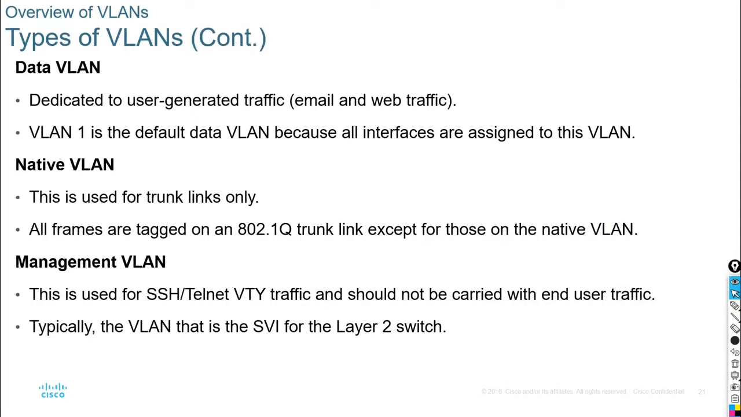Next, coming to the data VLAN. A data VLAN is dedicated to user-generated traffic, such as email or web traffic. VLAN 1 is the default data VLAN because all interfaces are assigned to this VLAN. Next, coming to the native VLAN. Native VLANs are used for trunk links only.